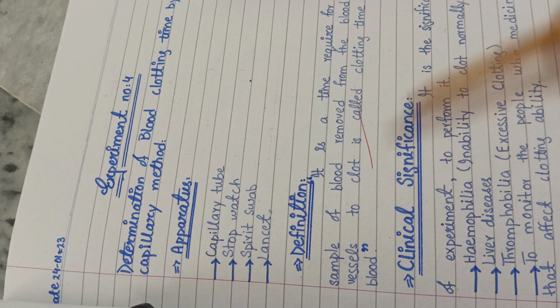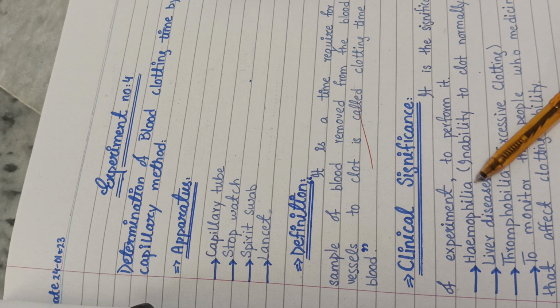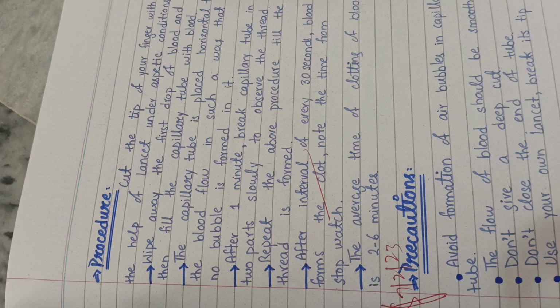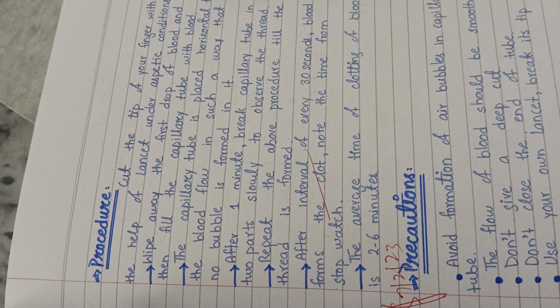Okay. The significance is detecting hemophilia, liver diseases, thrombocytopenia. So these kinds of diseases can be detected by it. The procedure of this experiment is very simple. You have to again cut your finger with the help of a lancet in aseptic conditions, and after that you have to wipe away the first drop of blood, and then fill your capillary tube. Place your capillary tube horizontally, and then the blood is going to be sucked into the capillary tube.